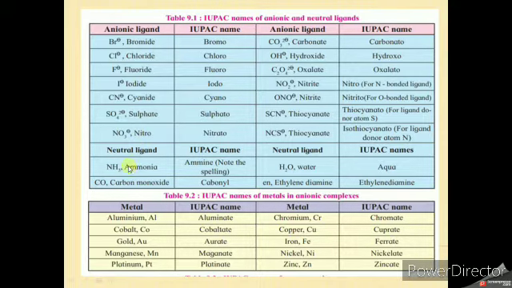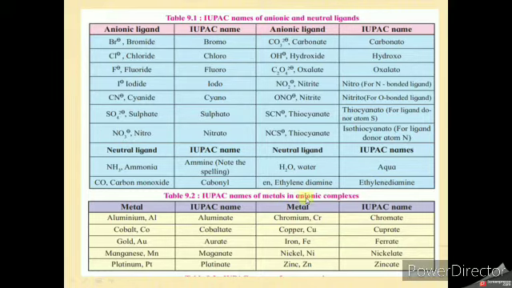Then neutral ligands. NH3, ammonia, is the normal name. What is the IUPAC name used? Ammine. Check the spelling: AMMINE. CO, carbon monoxide, is carbonyl. Water, H2O, is aqua. En is ethylenediamine, and use the single word, there is no space.